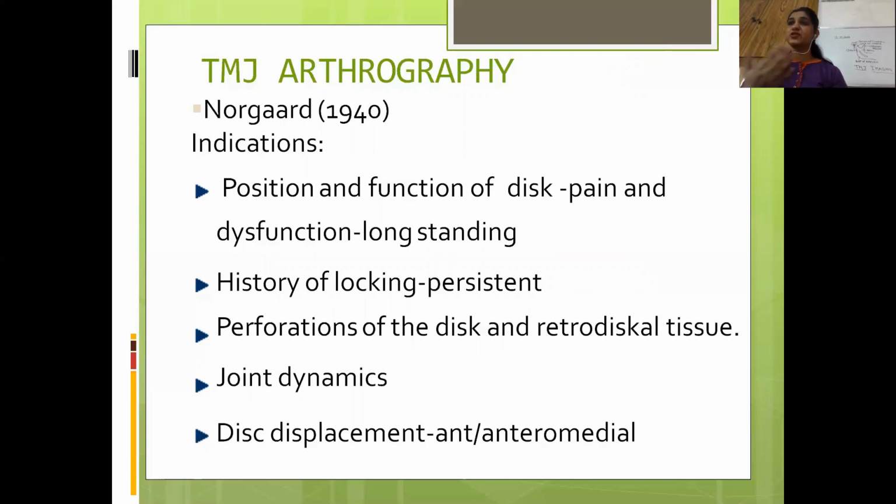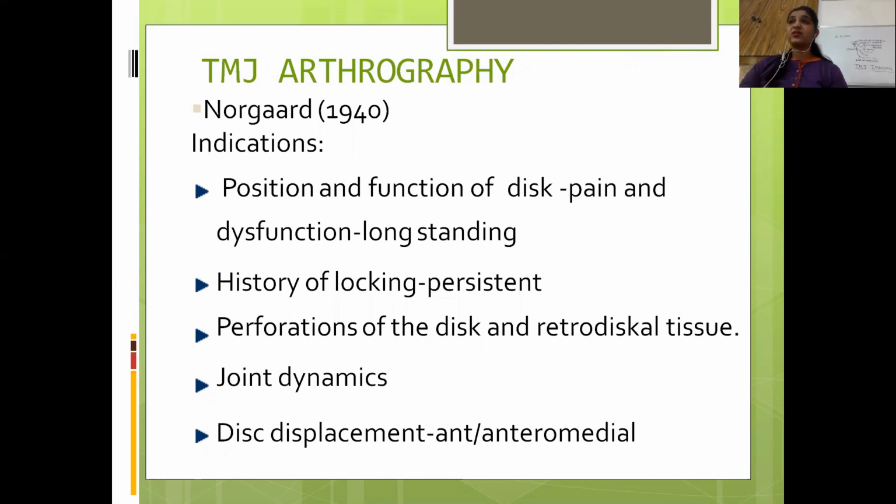then we should opt for this modality, because it's an invasive procedure and most patients do not agree to this procedure. So the position and function of the disc, pain and dysfunction, long standing. If it's long standing and an invasive procedure is required, then only we will go for this imaging modality. History of locking is persistent, where the patient does not open the mouth and the joint locks itself, that is, displacement without reduction. So it is more persistent in that.